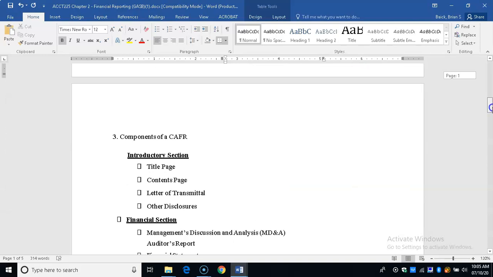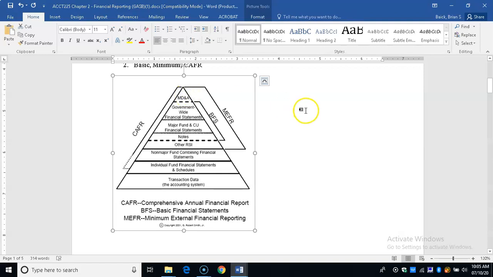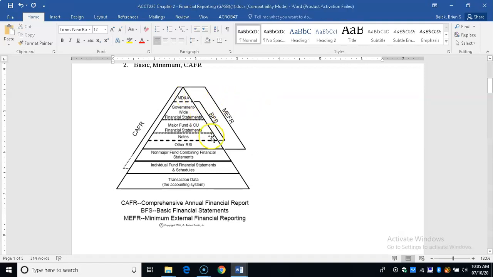So we can see here, if you just want to provide the basic financial statements, you'd have to provide the government-wide statements, fund statements, and some notes. The minimum is to provide the basic information plus a management discussion and analysis, which is basically like an additional summary or explanation, and that's written by management. Also, some additional other required supplemental information like budgeting information, additional charts.